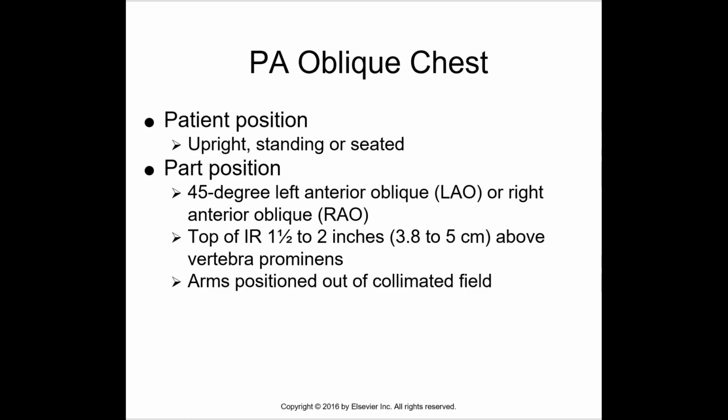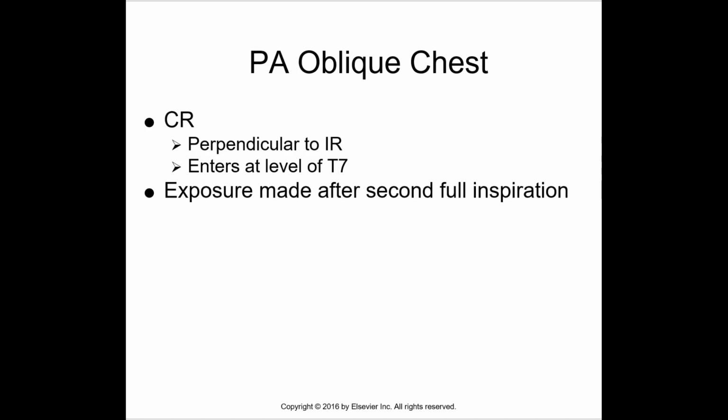PA oblique chest, patient is in the upright, standing, or seated position. Part position, 45-degree left anterior oblique, LAO, or right anterior oblique, RAO. The top of the IR is 1.5 to 2 inches above the vertebral prominence, and the arms positioned out of the collimated area. The CR is perpendicular to the IR. It enters at the level of T7, same as the PA chest, and the exposure is made after the second full inspiration.